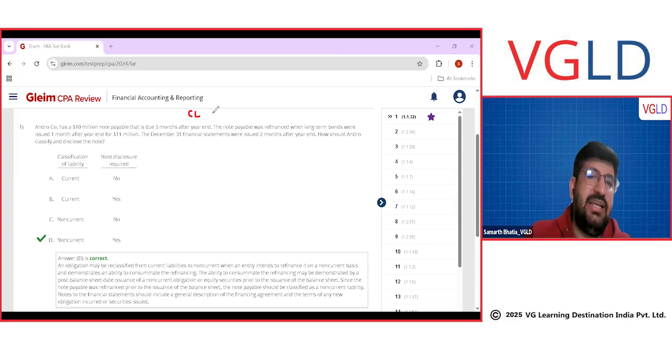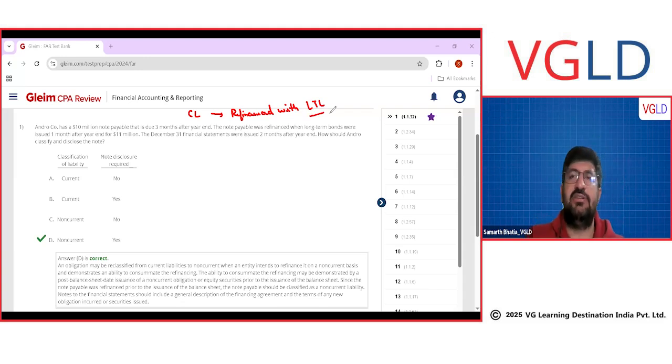A current liability is refinanced with a long-term liability. Whenever a current liability is removed and replaced with a long-term liability, we have to call it a long-term, non-current liability only. That is why the non-current liability will be reflected in the books. And yes, the disclosure is compulsory.